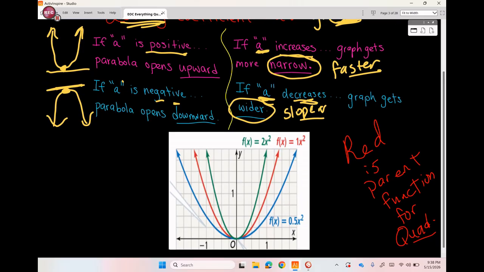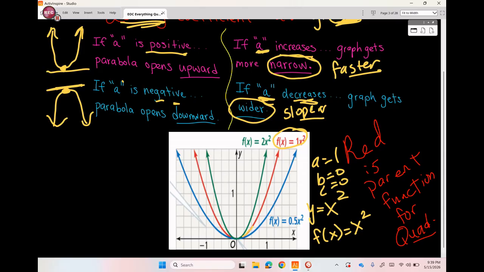So let's take a look at it before we move on to the next page here. The parent function for quadratic is this one right here. Just y equals x squared. They put f of x equals x squared. f of x is the same as saying y. Same thing. So either way, that's the parent function. That one has only an a value of 1, b is 0, and c is 0.